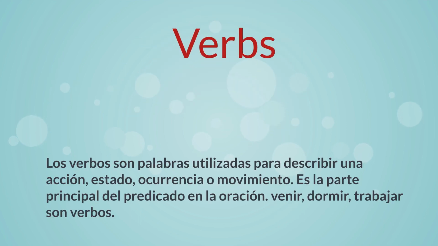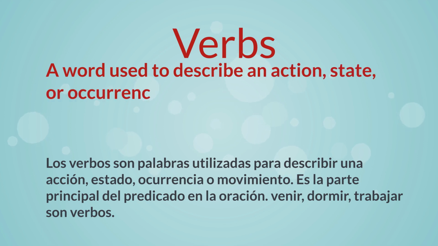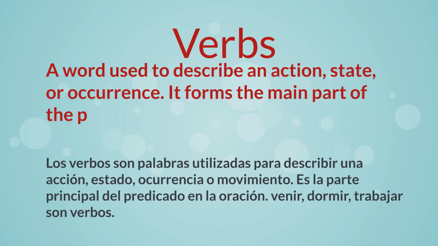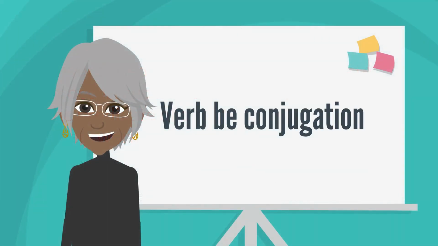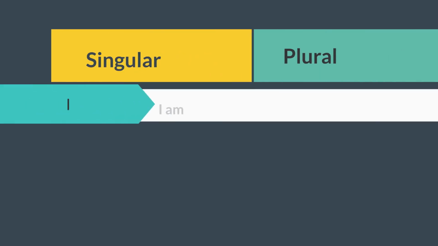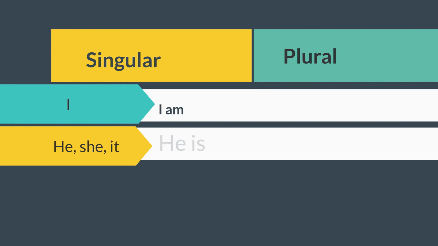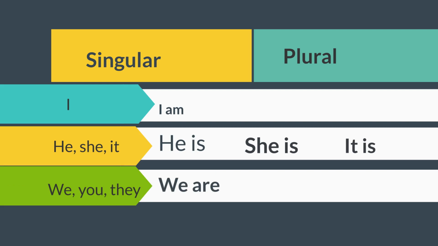A verb is a word used to describe an action, state, or occurrence. It forms the main part of the predicate of a sentence, such as come, sleep, work. Verb be. Conjugation. I am. He is. She is. It is. We are. You are. They are.